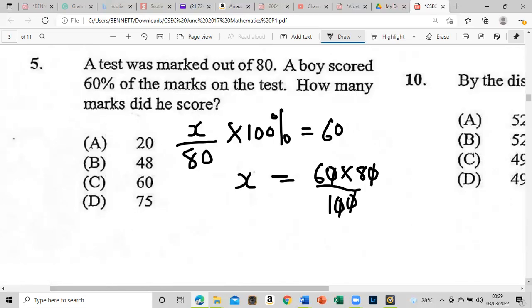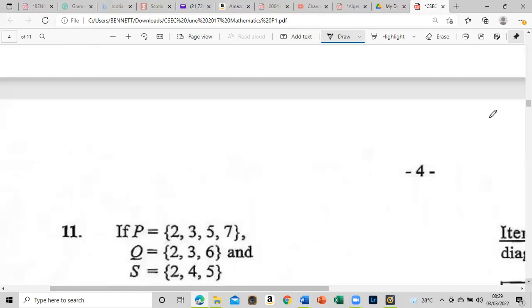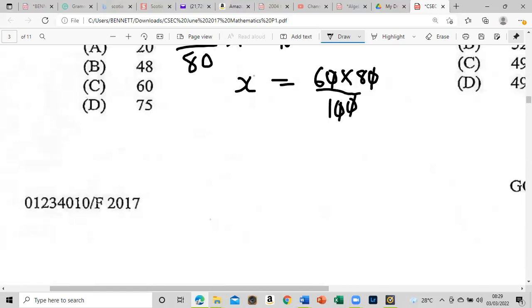Let's move on to number 6. So this is number 6 here. So our opposite. This is 11. So I guess we are supposed to go up to the top.